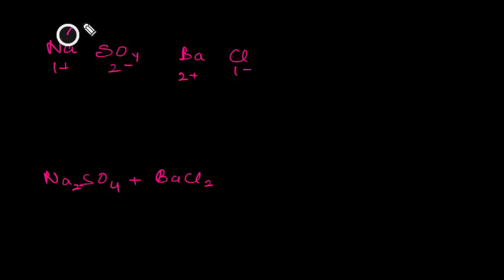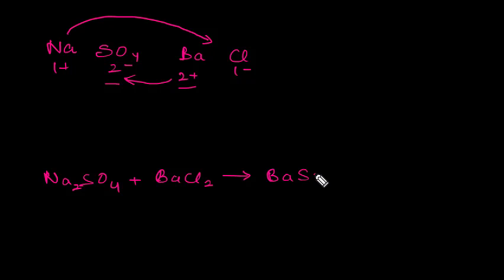So how will they react now? This positive will combine with this negative and this positive will combine with this negative. So when barium and sulfate combine, you can see this is 2 positive and this is 2 negative. So 2 will get cancelled out. So it will form BaSO4, and you will find out that it will separate out in the form of precipitate. This down arrow represents the precipitate. Now when Na will combine with Cl, this is 1 positive 1 negative. So again it will become NaCl.